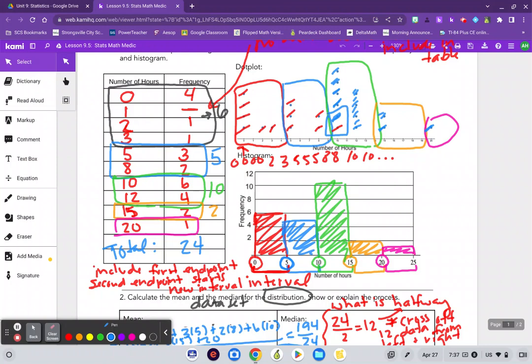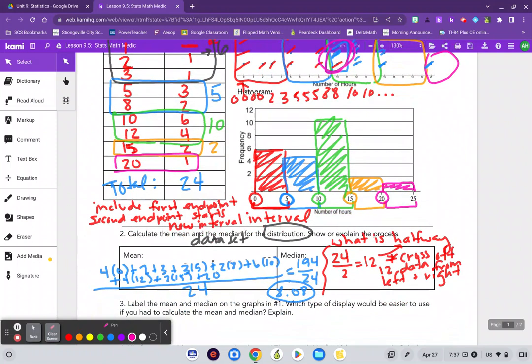So I had no data left over, which makes sense because I have an even number of data. So if I have an even number of data, there's no middle number. So I've got to figure out what is the middle number between 10 and 10. Well, there is no number between 10 and 10. They're the same number, and so my median is going to be 10.